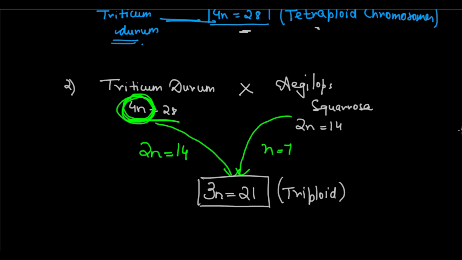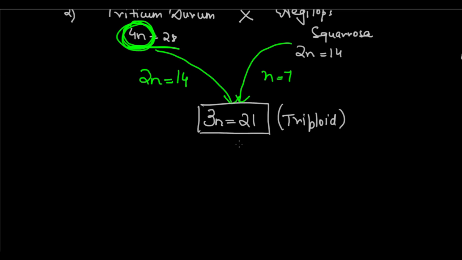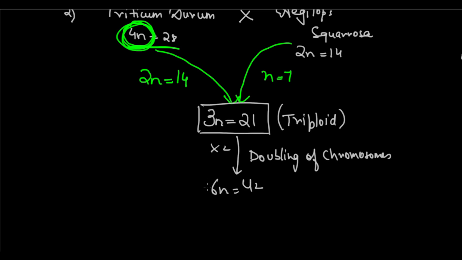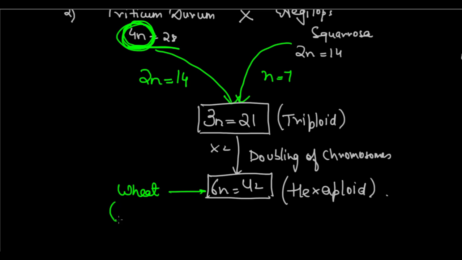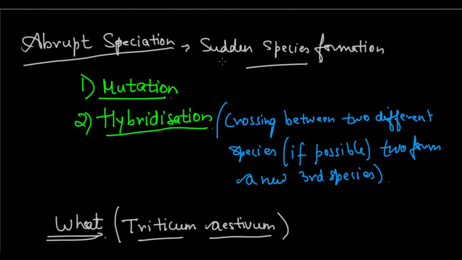Right? And then the last step which we did to get our wheat was to again double the chromosomes. Okay, so we doubled the chromosomes. So when the chromosomes were doubled, after 3 into 2, we get 6n equal to 42. So we got a hexaploid organism. Hexaploid organism, and this was our own wheat, which we call in science Triticum aestivum. That's it. That's how we get Triticum aestivum, right? That's how we relish our wheat. And this was how we do abrupt speciation, an example of abrupt speciation.